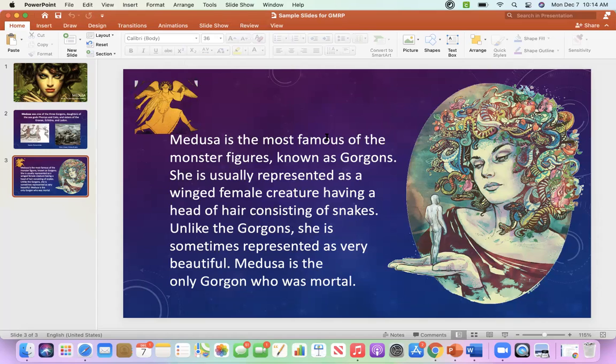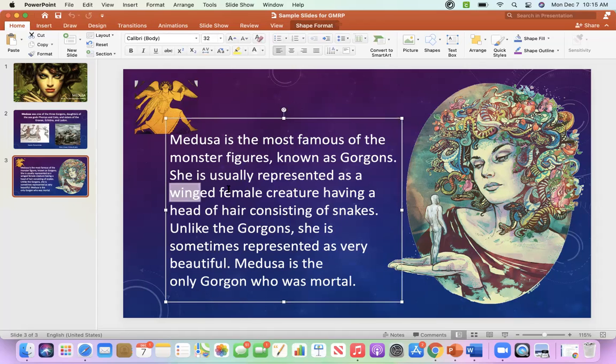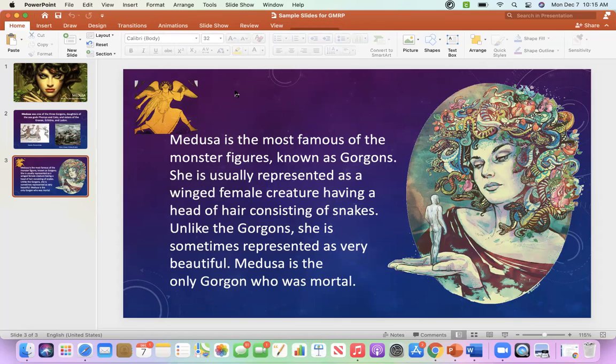So for example, Medusa is the most famous of the monster figures known as Gorgons. She is usually represented as a winged figure or winged female creature having a head of hair consisting of snakes. Unlike the Gorgons, she is sometimes represented as very beautiful. Medusa is the only Gorgon who was mortal, meaning like she could be killed. But what I thought was interesting is when I was doing this last night, that she was winged and hardly any pictures of her show wings. And when she's in like movies and stuff, no wings, just a beautiful woman, or not beautiful, that has snakes in her hair.